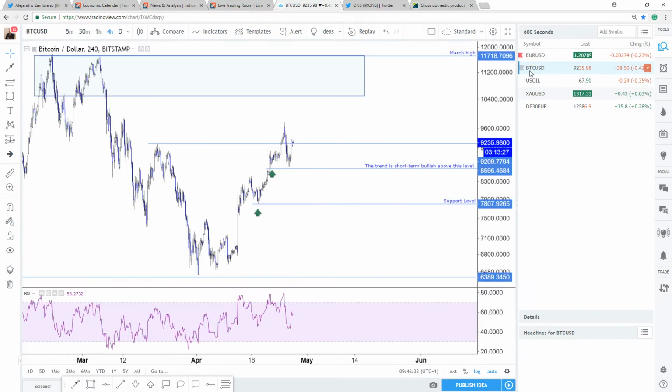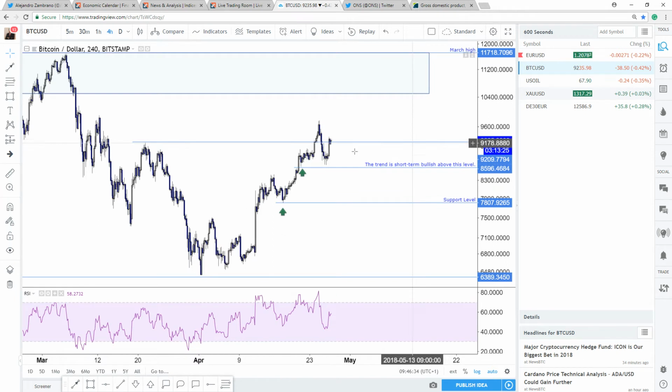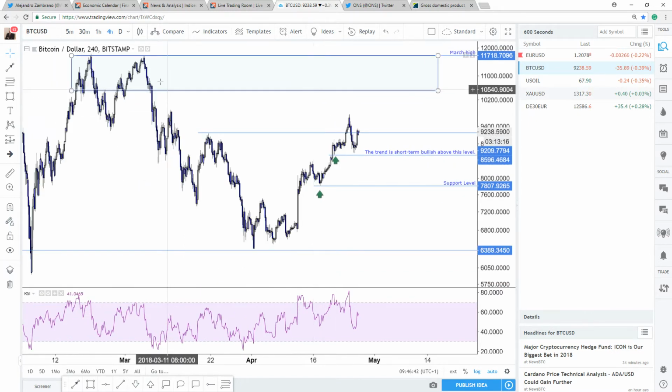Here's Bitcoin. Bitcoin is doing all right actually. So you might remember I said a break to this high should take you up to 10,400. I think pretty much from 10,400 all the way up to 11,718, which are these double tops here from March, I think traders are going to book profits.